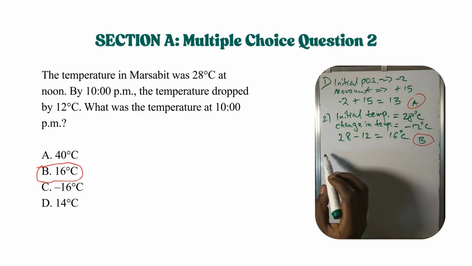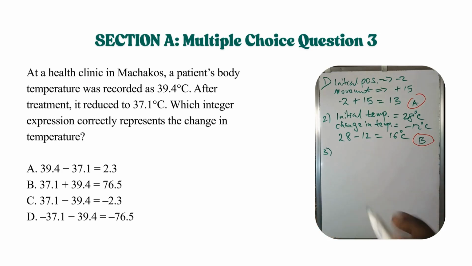For number 3, at a health clinic in Machakos, a patient's body temperature is recorded as 39.4 degrees Celsius. After treatment, it reduced to 37.1 degrees Celsius. Which integer expression correctly represents the change in temperature? So in this case, we are going to find the change in temperature.